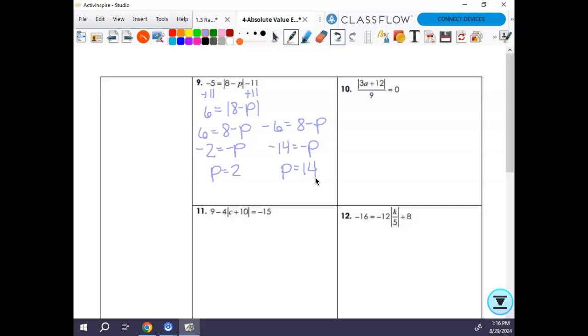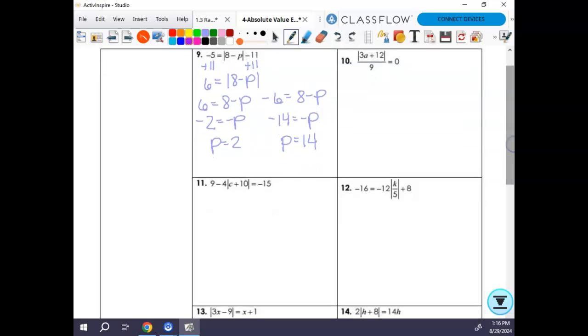All right, let's do number 10. So what do I need to do first? Multiply by 9. So I get the absolute value of 3a plus 12 equals what? 0. Good. Sometimes y'all are afraid to write things down when your answer is 0, like you think you're wrong. 0 and 1 somehow freak you out. A lot of times that makes it a little bit easier. But 9 times 0 is 0. So here, I'm going to take 3a plus 12, and set it equal to 0.